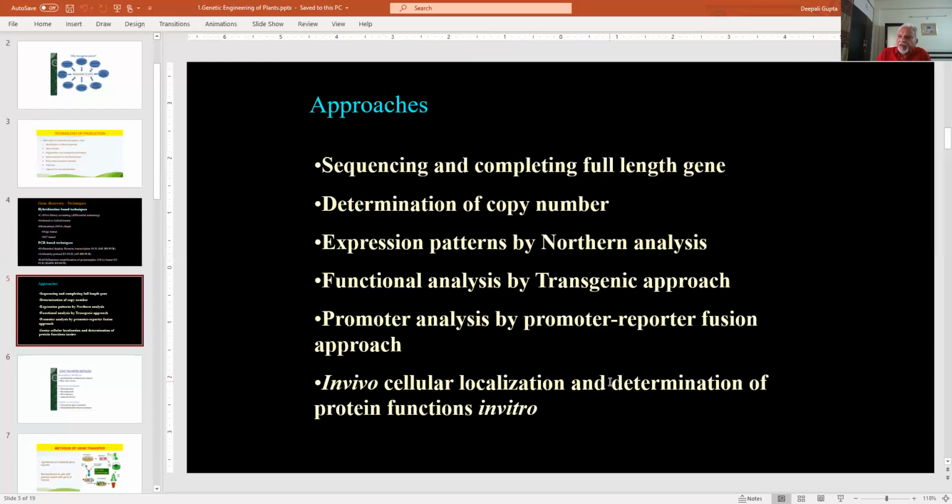And then finally, you have to find out the functions of the proteins, what it does in the cell. That is the final step for assigning the function to the protein, that can be in vitro. So these are the steps which are involved in identifying and characterizing a gene or linking the gene to a function.